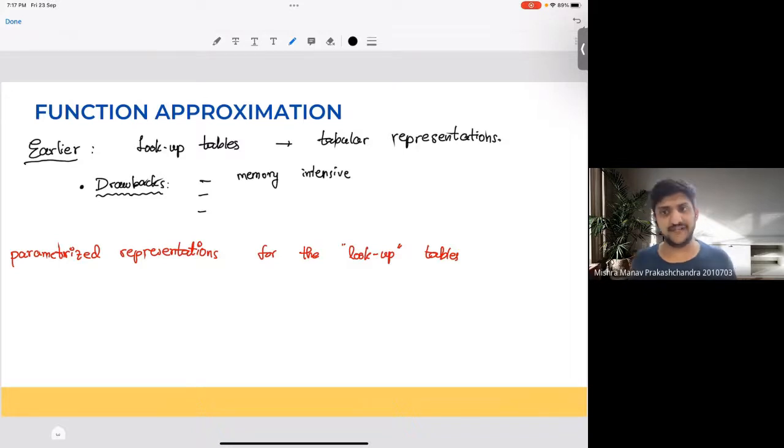So it's a million cross million size matrix which I need to maintain. And after maintaining that, if I have millions of states and actions, I would require a large matrix. Second thing is that this notation only works whenever I have some discrete action space or discrete state space, right?